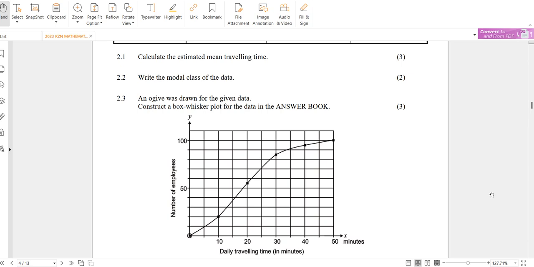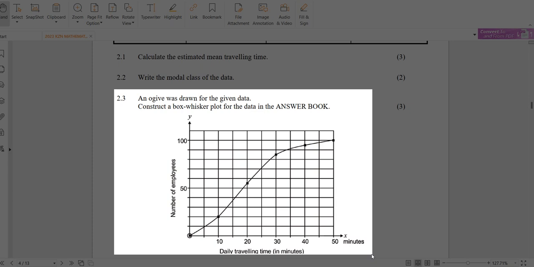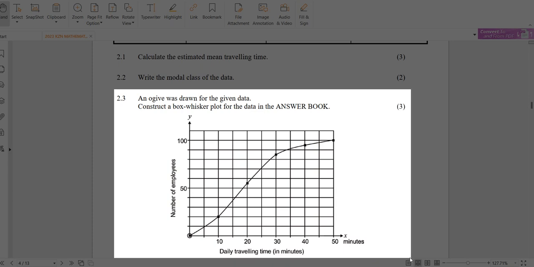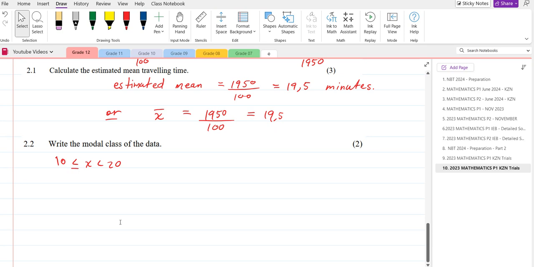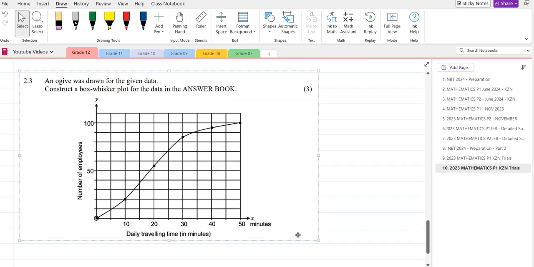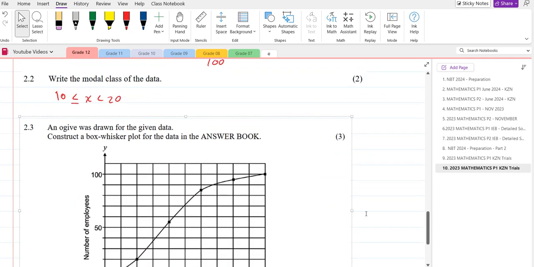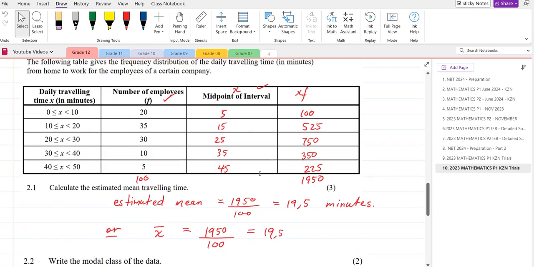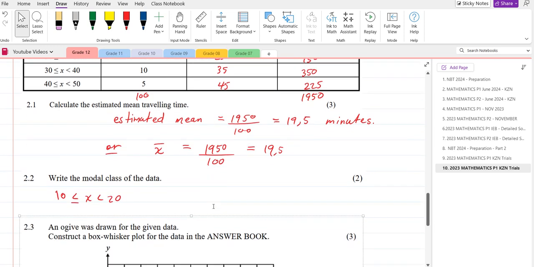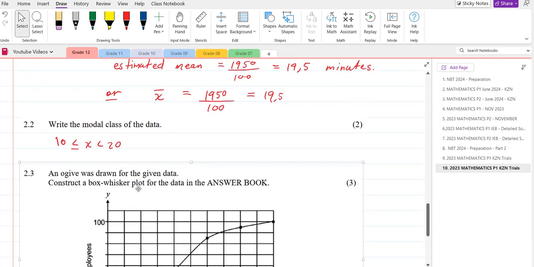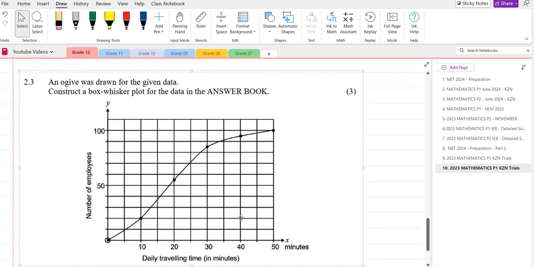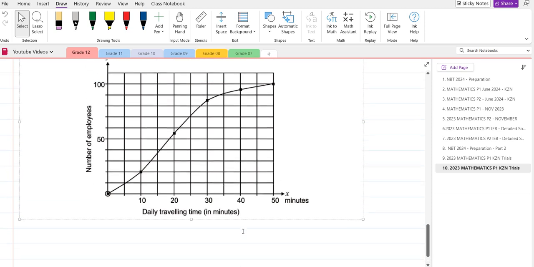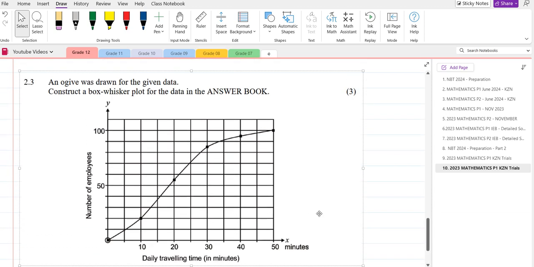So they gave us the ogive curve. The ogive curve is given for this frequency table. Construct a box and whisker plot for the data in the answer book. So how are we going to construct a box and whisker plot from this ogive curve? Well, we need Q1, Q2 and Q3.